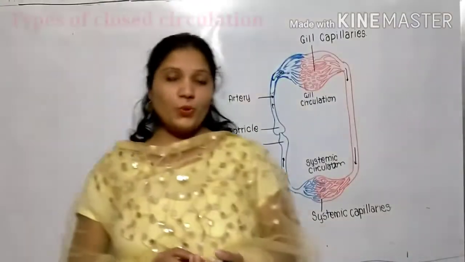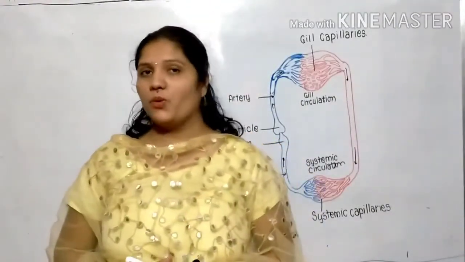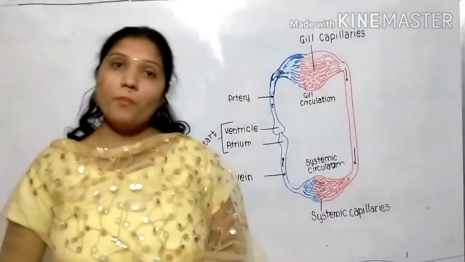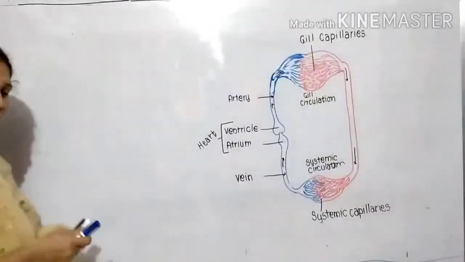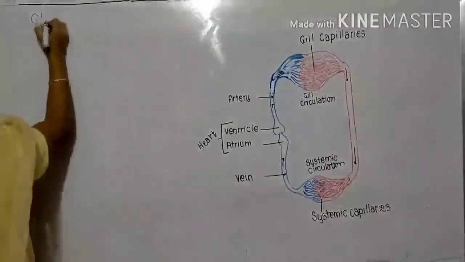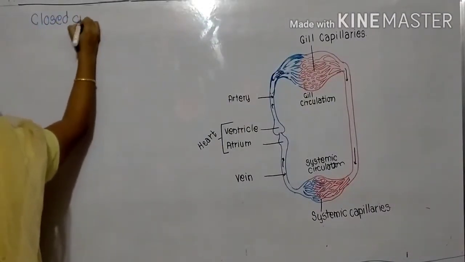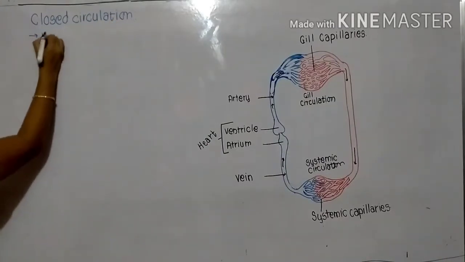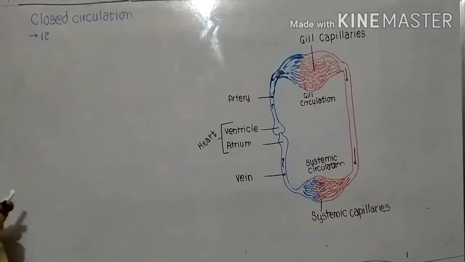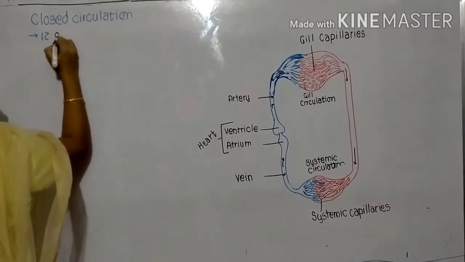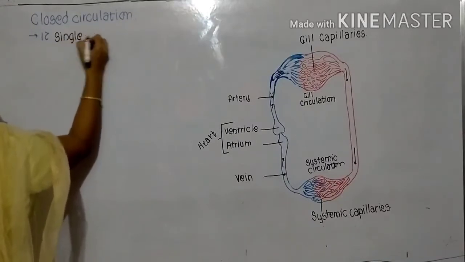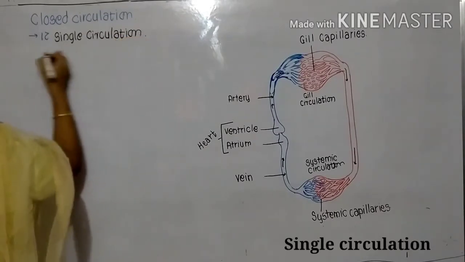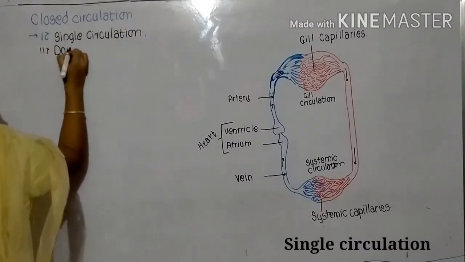Hello friends. Today we are going to see the types of circulation. In the last lecture we saw two types of circulation, open circulation and closed circulation. Now in closed circulation, we are going to study two types. The first one is known as single circulation, and the second one is known as double circulation.